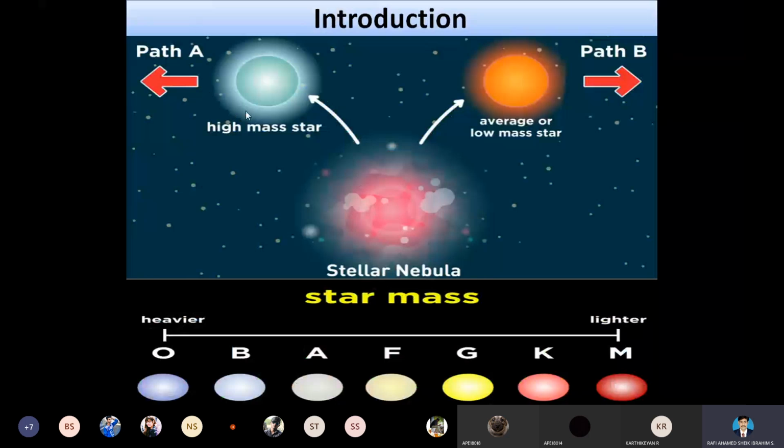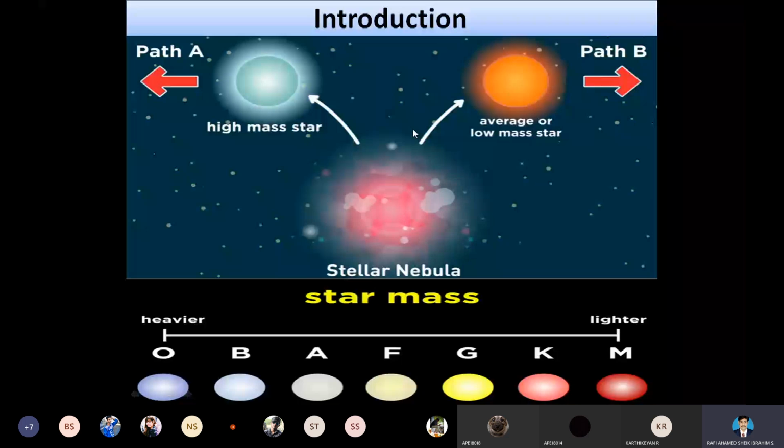See here from this slide what we can understand. The starting stage is the nebula, the stellar nebula. The growth of the star takes place from the stellar nebula. This will be the first, initial stage. From this, we can study the lifetime of the star in two ways.